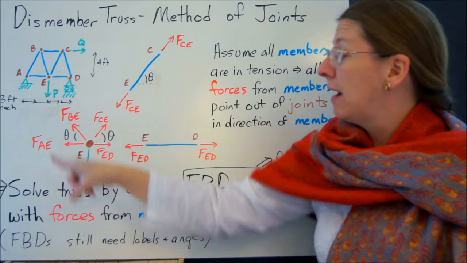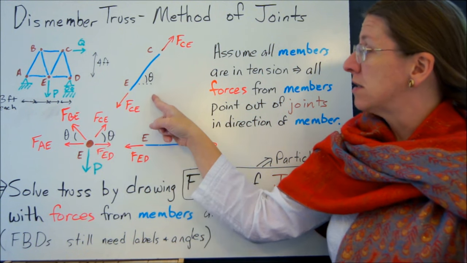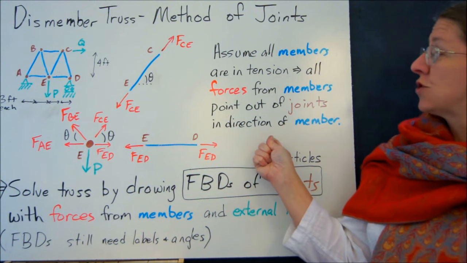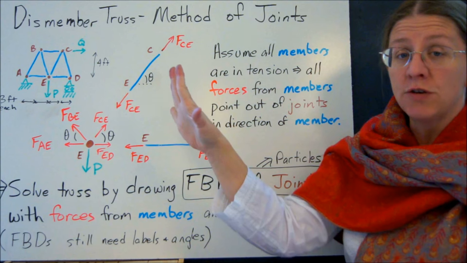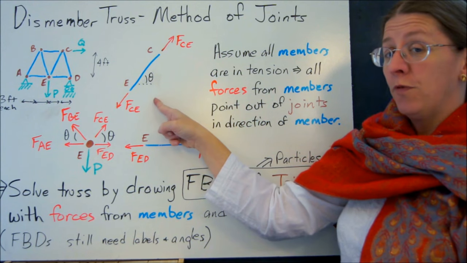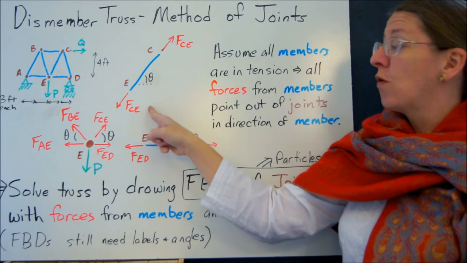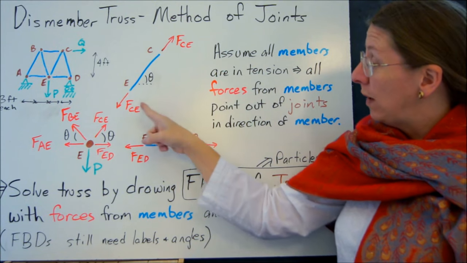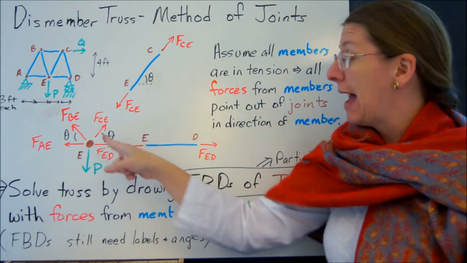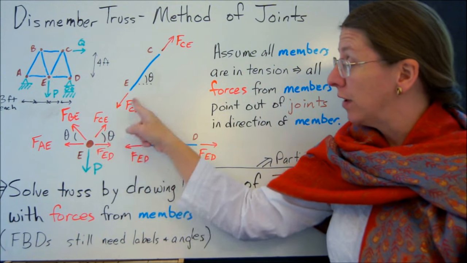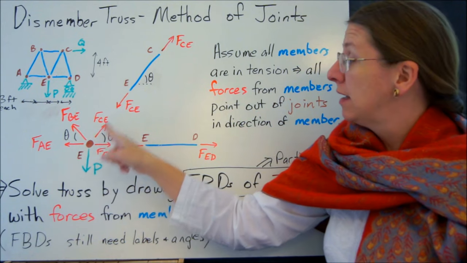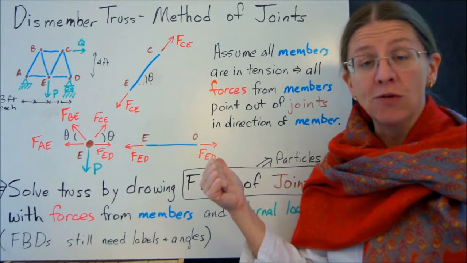So when you're looking at the free body diagram of your joints, it will have the forces that come from the members lying along the line of action of those members. We're going to assume that all of the members in your truss are in tension. Somebody's pulling on them, which means that all of these free body diagrams for the members have the arrows for their loads coming out. Equal and opposite means that all of the forces from the members are acting out from the joint itself. So all of the arrows that act on my joint lie along the member and point out from the joint.